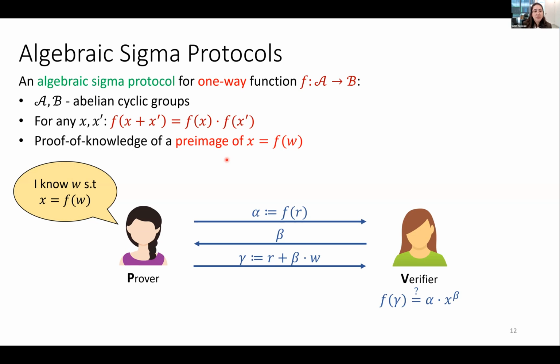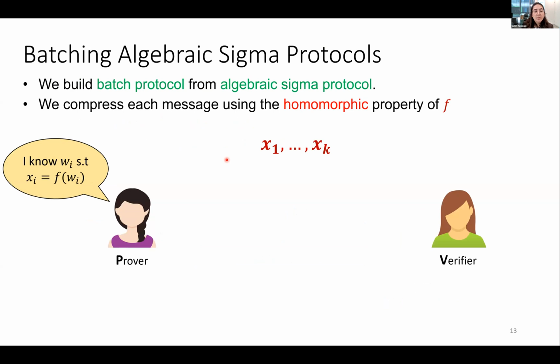So now that we have the notion of algebraic sigma protocols, we are ready to show how to batch them while preserving small communication. So just to remind you, now both the prover and the verifier hold k instances, and the prover wishes to convince the verifier it knows the pre-image to each one of them. Our protocol is as follows.